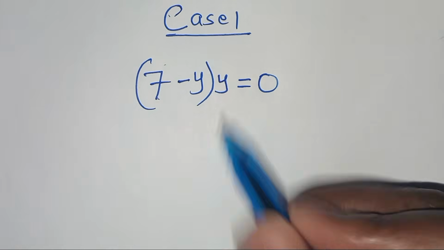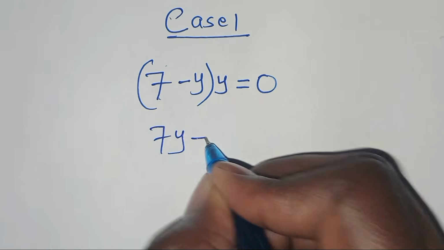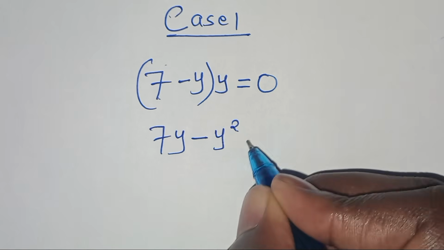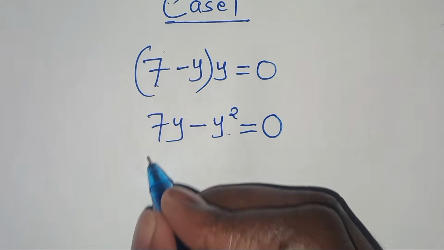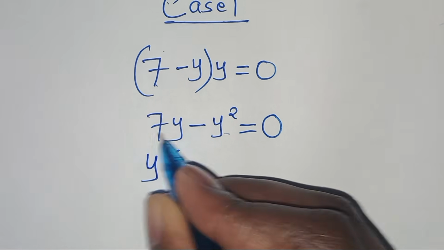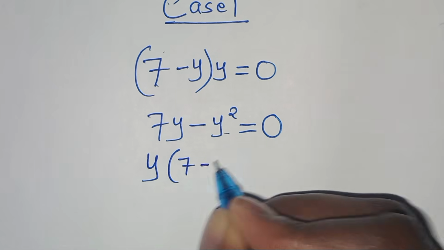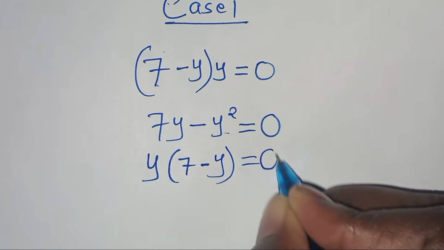So this is 7 times y. This is 7y minus y squared, and this is equal to 0. y is common here, so we can factor out y into the parentheses. This is y times (7 minus y), and this is equal to 0.